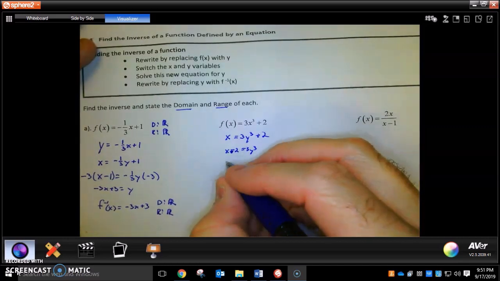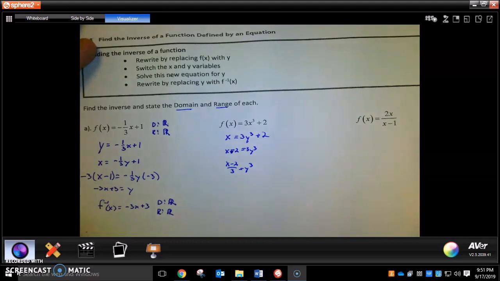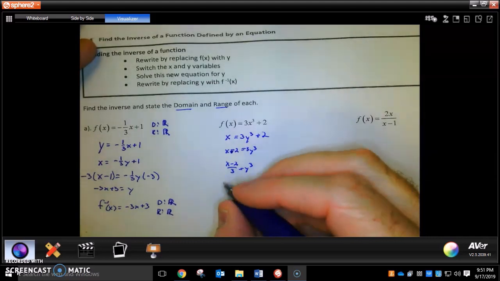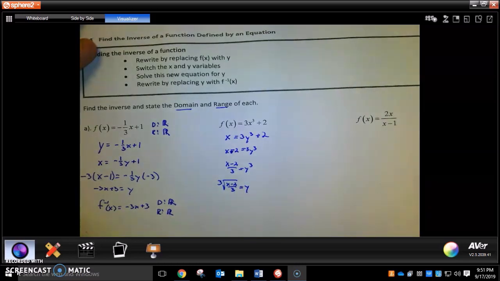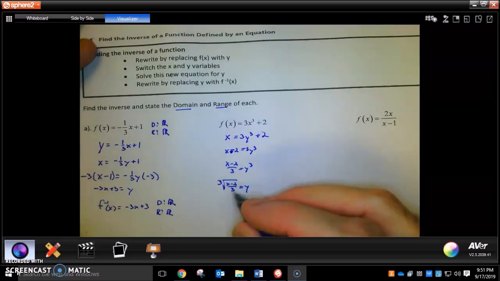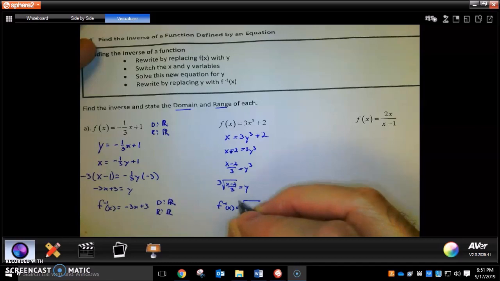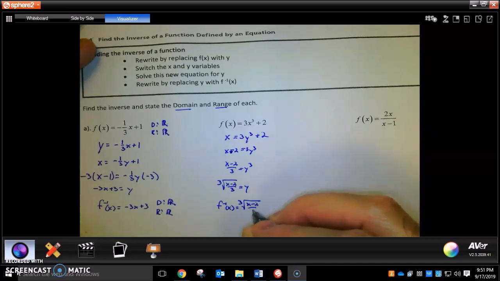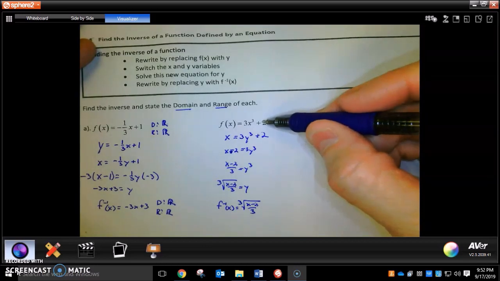We're going to divide by 3. x minus 2 divided by 3 equals y cubed. And now we would just take the cube root of both sides. The cube root of (x minus 2) over 3 equals y. Okay, so that is our inverse function, so we can rewrite it using the inverse notation. And this is the inverse function of this.